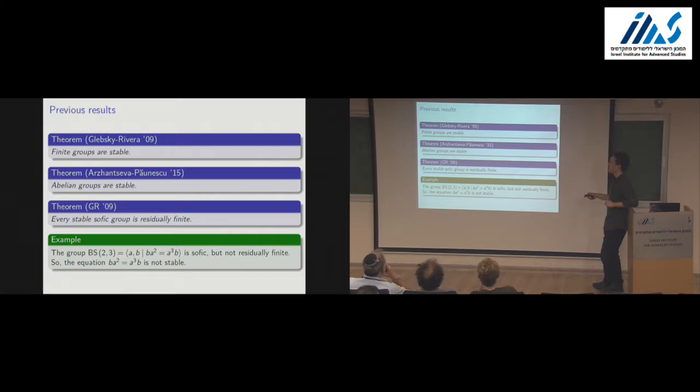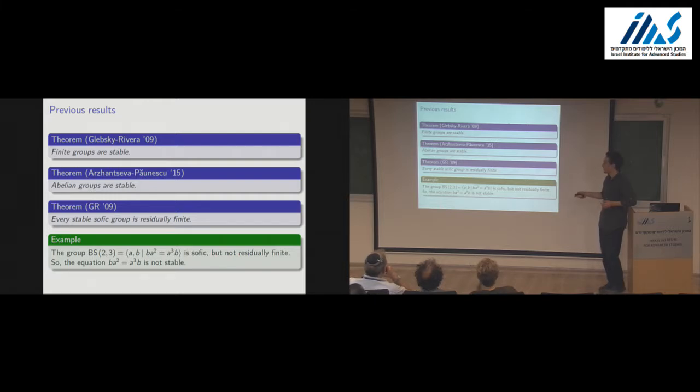Arzhantseva and Păunescu said the same thing about abelian groups. So the result that I told you before, that almost commuting permutations are close to commuting permutations, is actually the result that Z squared is stable. And in general, abelian groups are stable.